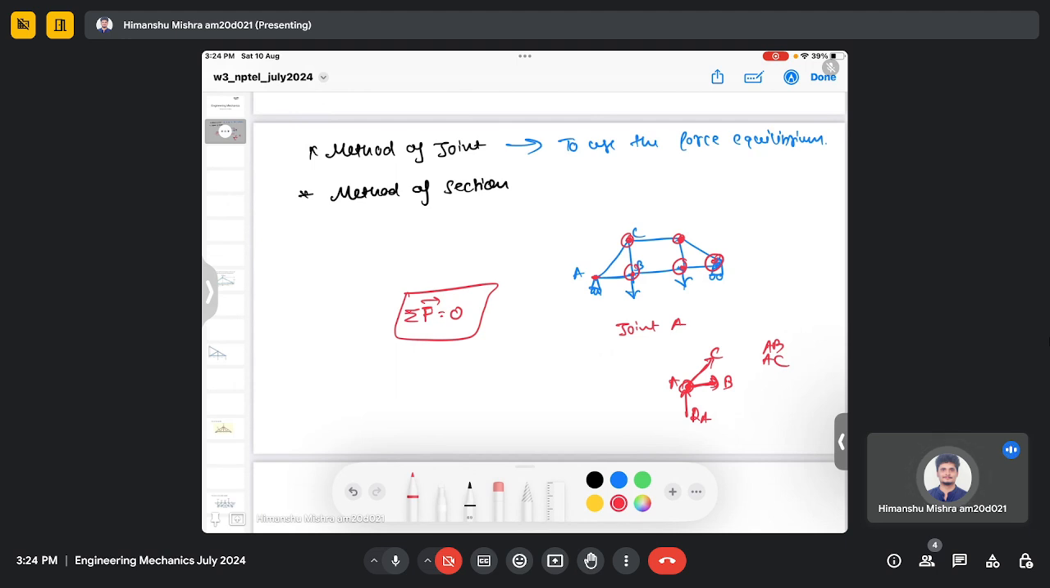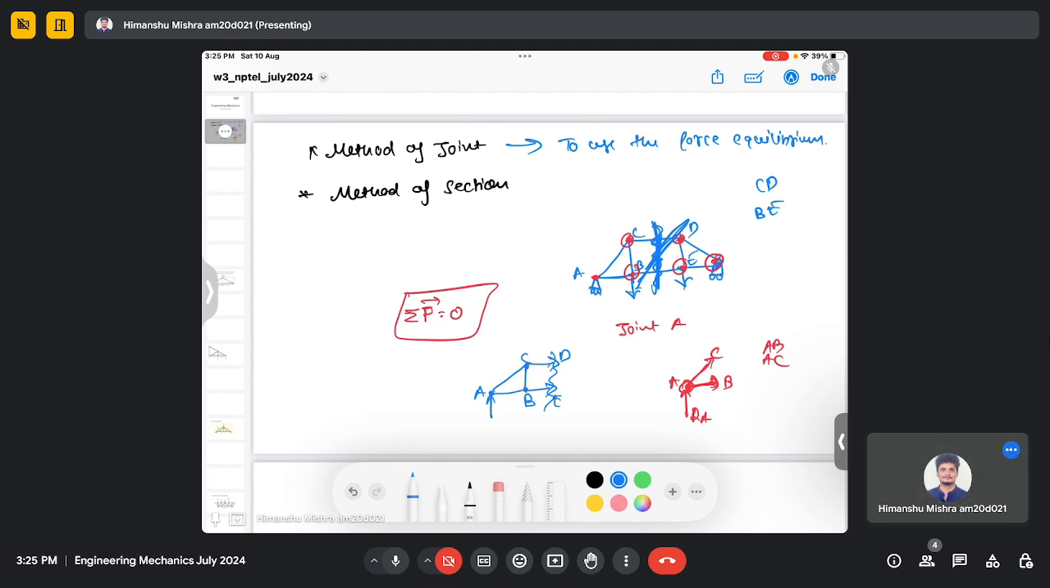Whereas in the method of sections, we put some random cut and we divide the truss into two parts. And this cut can be anything. You can cut like a straight line or some inclined line, anything. And you can then see where this cut passes through. So this cut passes through members CD and BE. So your free body diagram will be this. This is your free body diagram.